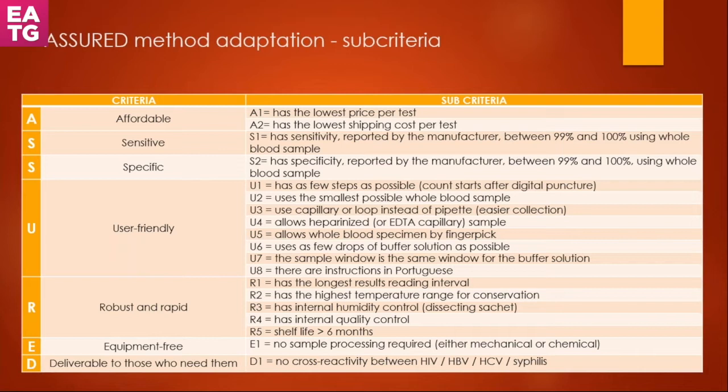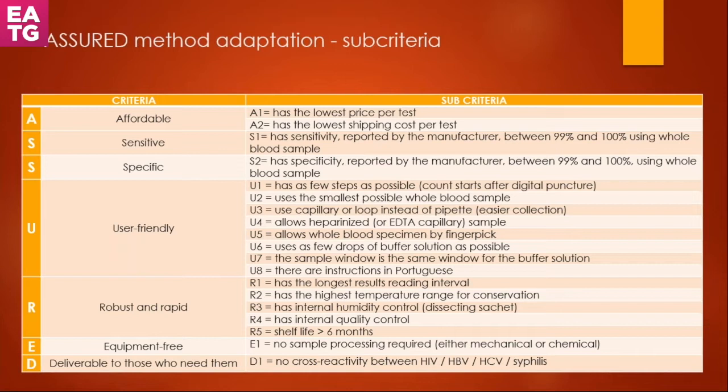From A2, the lowest shipping cost per test. So if we have to ask for a box of tests to come to GATT, sometimes the amount makes a difference in the shipping costs. So we ask for a shipping cost for one box, so the highest price possible or expected.